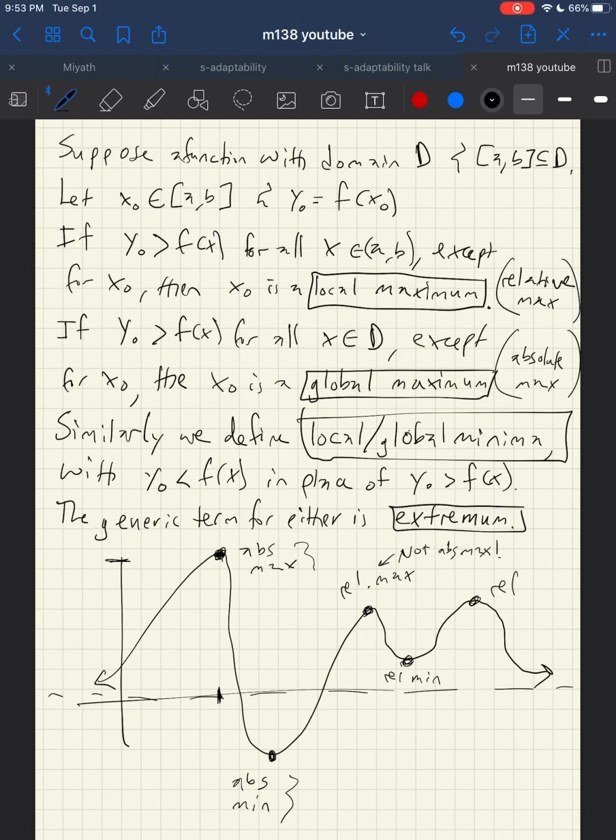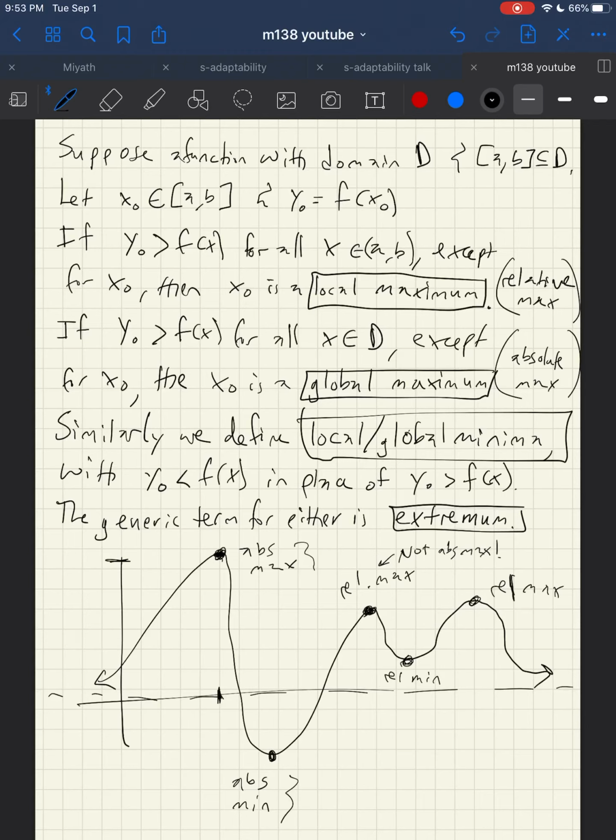Here's another relative max. The idea is that these are the high points in a region, but they're not the highest point of the entire function. So that's relative or local versus absolute or global for extrema. This L got a little rough. Relative max.